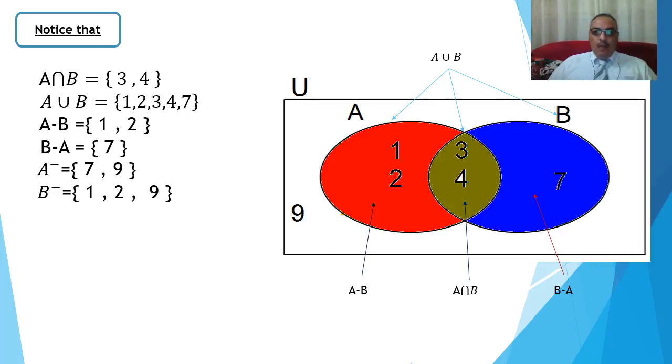B dash, all elements outside B, is what? 1, 2 and 9. Outside B: 1, 2 and 9. Okay?